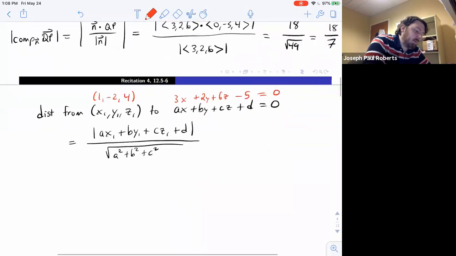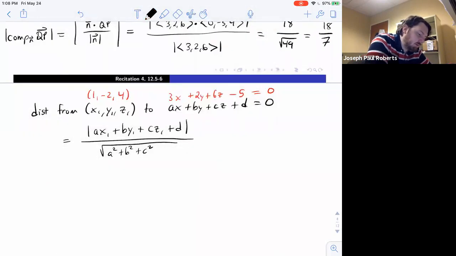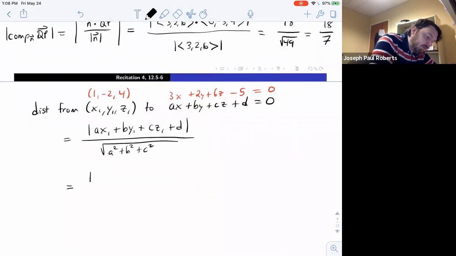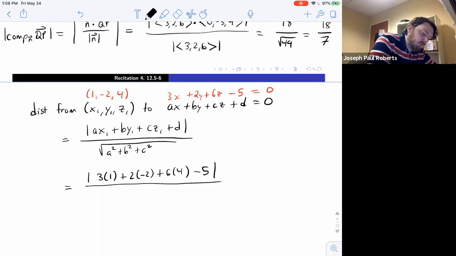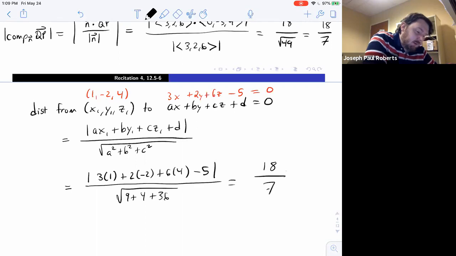So anyway, let's plug that in and make sure we get the same thing. So that'll be what? Absolute value of 1 times 3 minus 2. Well, I'll write it the proper way. Technically, a is 3 plus 2 times negative 2 plus 6 times 4 minus 5 all over the square root of, we already did this before, but 9 plus 4 plus 36. So what? 3 minus 4 is negative 1, plus 24 is 23, minus 5 is 18. And yes, of course, we get the same answer.